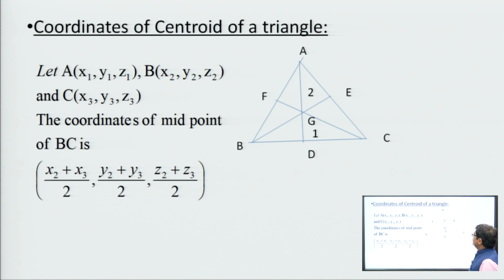As you know well, the centroid divides in the ratio 1:2. In that case, the coordinate of D is (x2 plus x3) upon 2, (y2 plus y3) upon 2, and (z2 plus z3) upon 2, which is the midpoint of BC at the point D. Similarly, we have to find the points E and F as well.